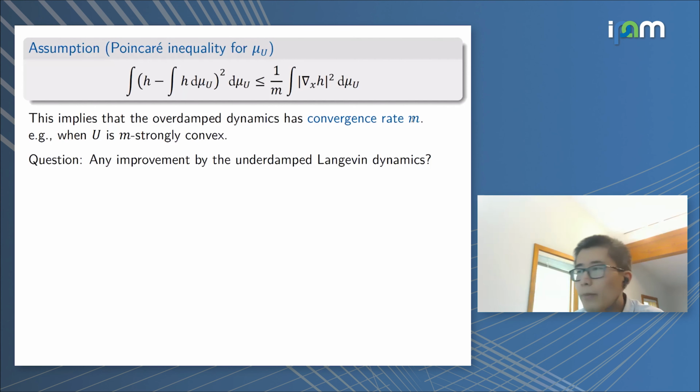Okay. So one question that we would like to ask is: is there any improvement from the underdamped Langevin dynamics? From a physical point of view, this is reasonable to ask because, as we see, when we derive the overdamped Langevin dynamics, we need to send the friction to infinity.